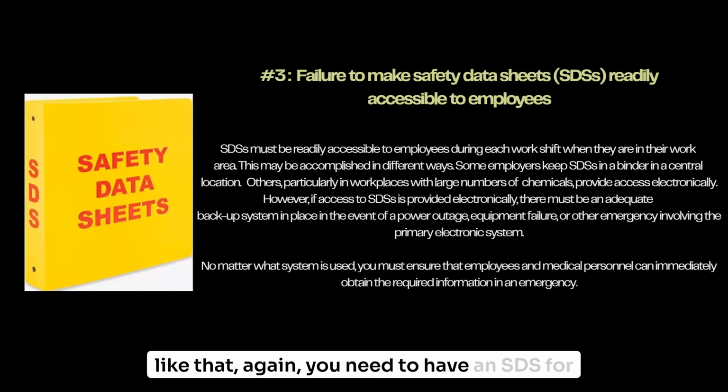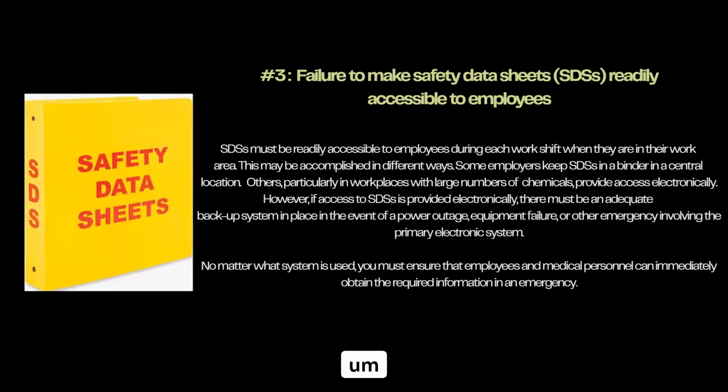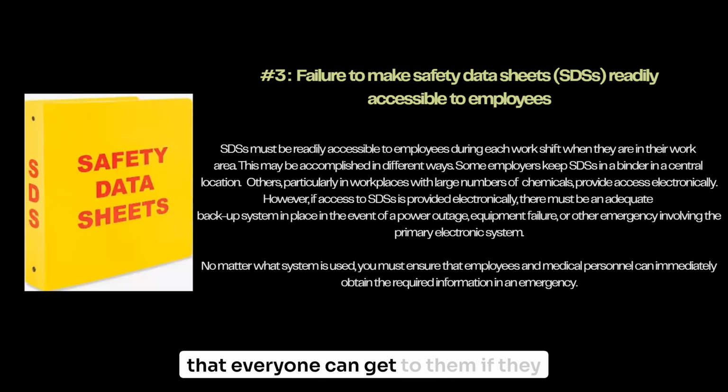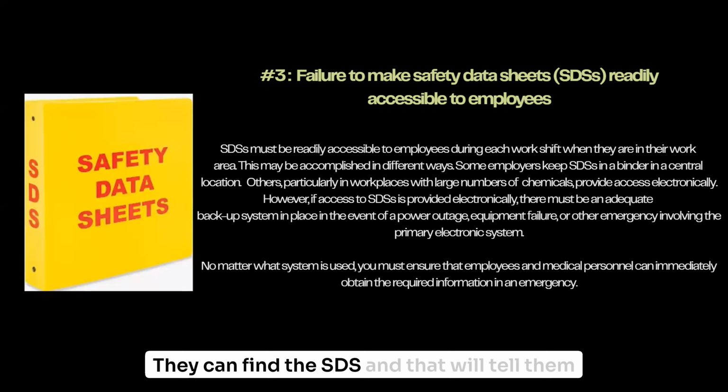Again, you need to have an SDS for every one of those chemicals in that book. The employees need to know where those books are kept. They should be in a highly accessible area so that everyone can get to them if they suddenly get something in their eyes or on their skin and they don't know what to do. They can find the SDS and that will tell them on there. They need to either go to the emergency room, use the eye wash station, or whatever the particular remedy is for that chemical.